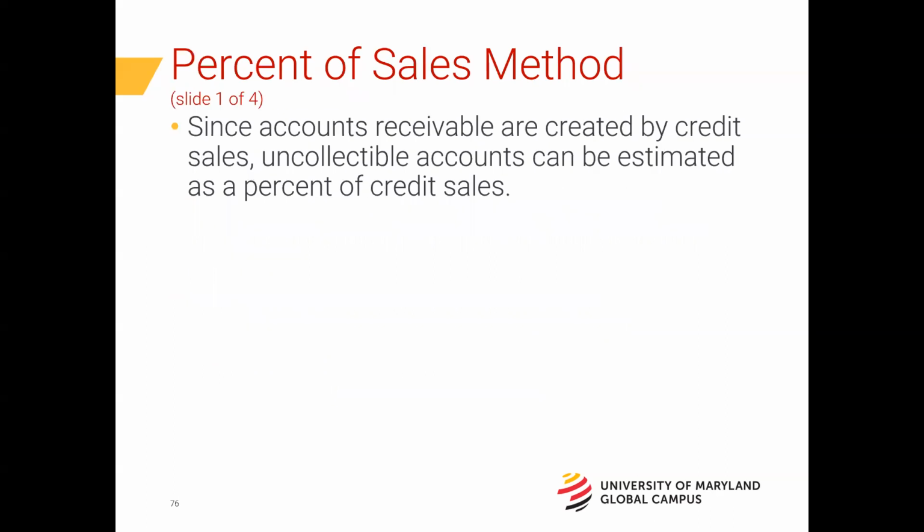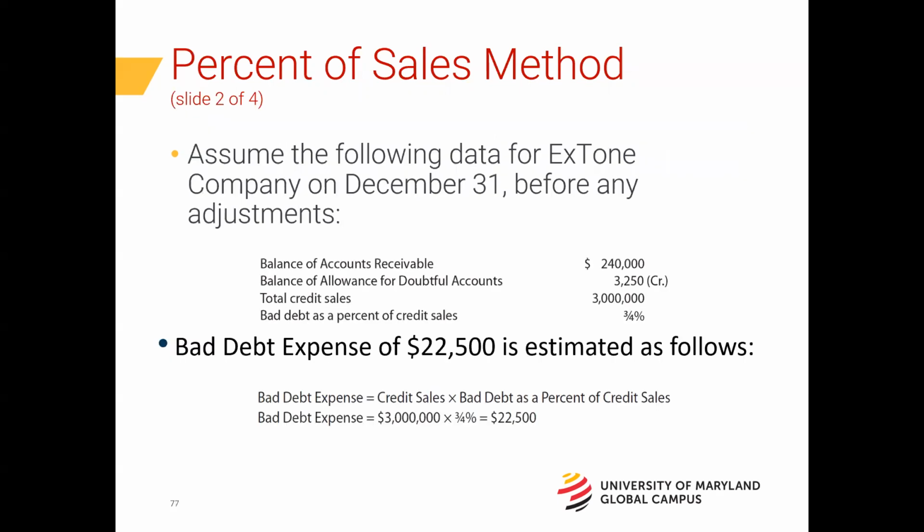So let's take a deeper look at both. The first one we'll look at is the percentage of sales. Very, very straightforward. Here's our data. Balance of accounts receivable, 240,000. Balance of allowance for doubtful accounts, 3,250. Total credit sales, 3 million. The bad debt as a percentage of credit sales is 0.34%. So in other words, we're saying, we made a total of 3 million in credit sales. We're not going to be able to collect 0.34% of that.